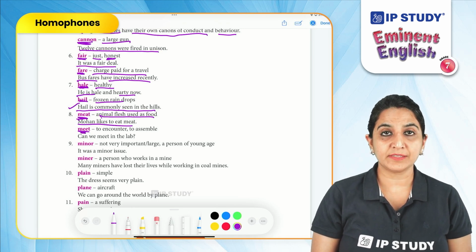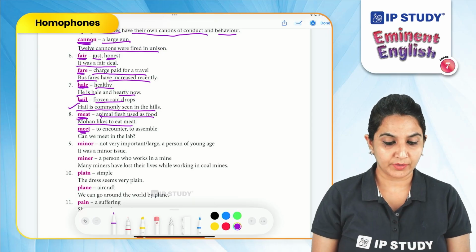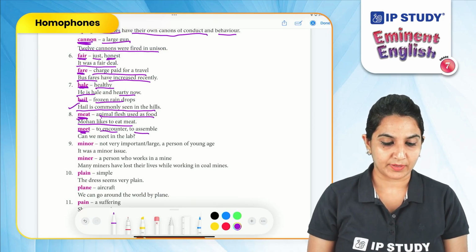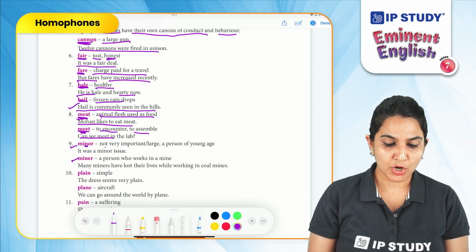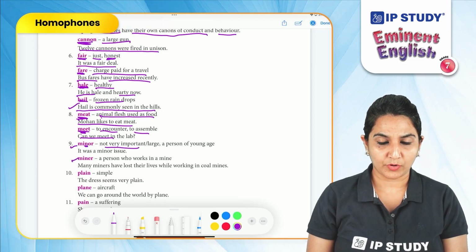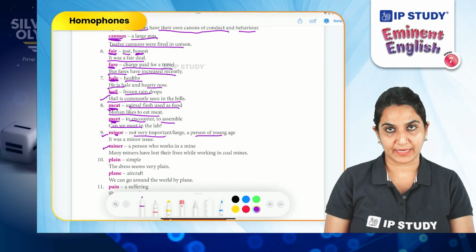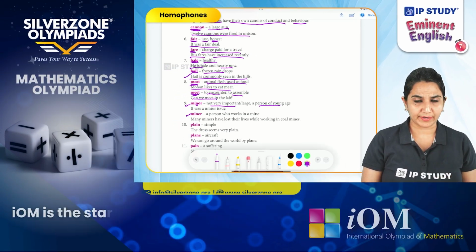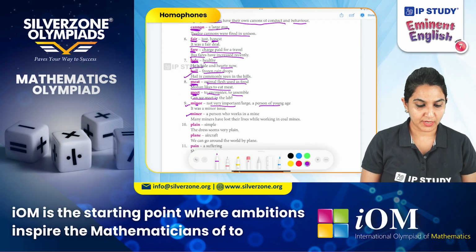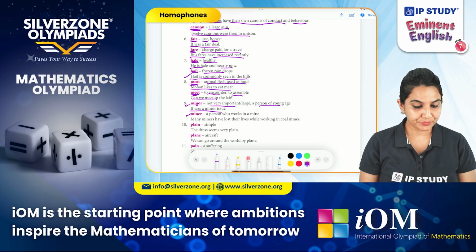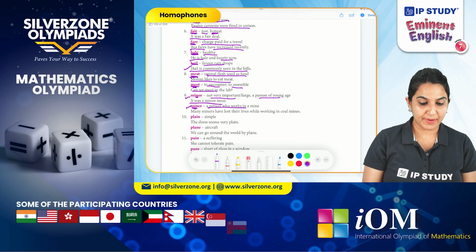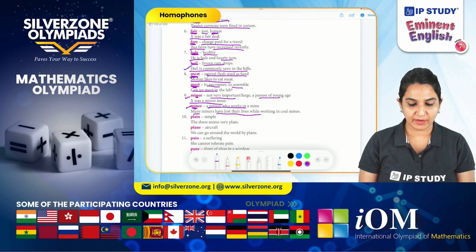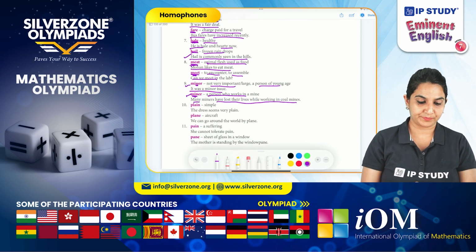Meet means to meet someone, to encounter, to assemble. Can we meet in the lab? Minor: this minor means not very important or not large, or a person of young age, a person who is not an adult, below 18 years of age. It was a minor issue. Miner: a person who works in a mine. Many miners have lost their lives while working in coal mines.